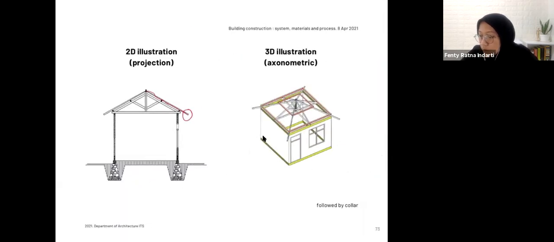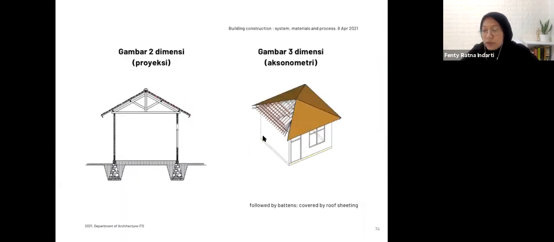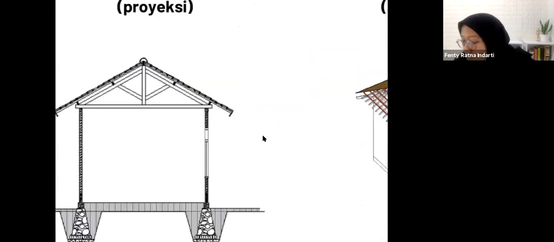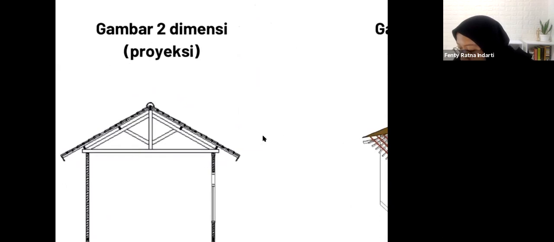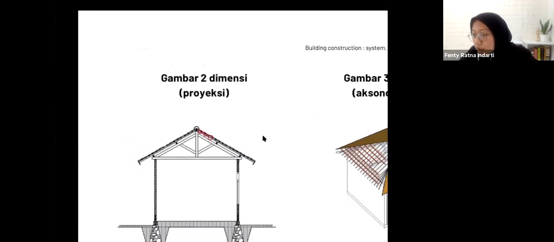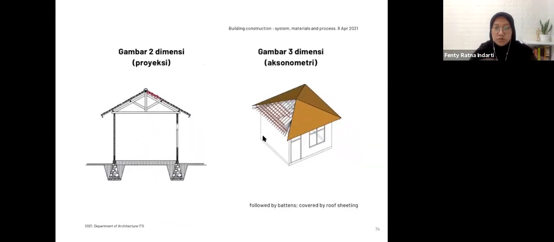And then after you have the collar, then you add the battens and also the covering. So the batten is quite small, actually, like here. I don't know whether you can see it or not, but it's very small. So those are actually how we construct a simple one-story building.